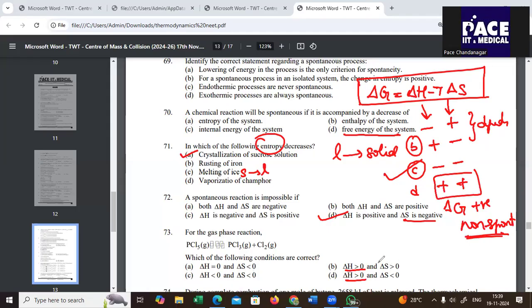And delta S, this is also moving into a gaseous state, much more into a gaseous state. So delta S is greater than 0. This reaction is happening, so delta S is greater than 0. All right. So that is how it goes. Moving on to the next question.